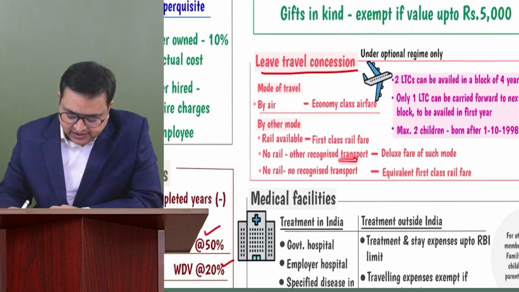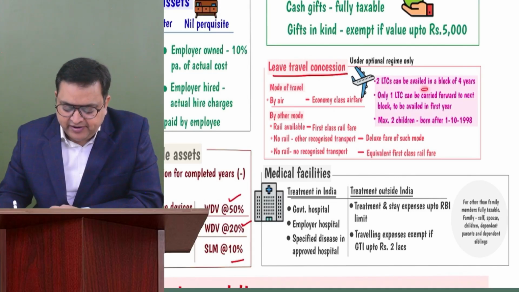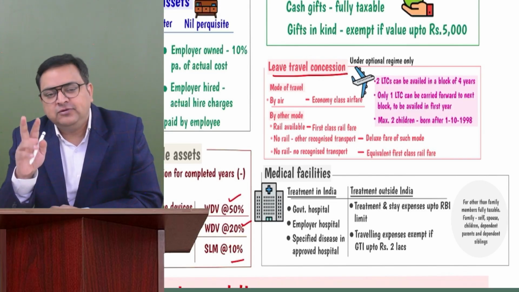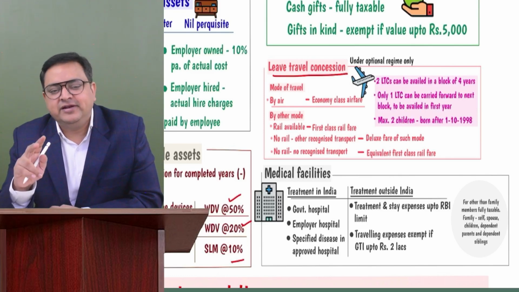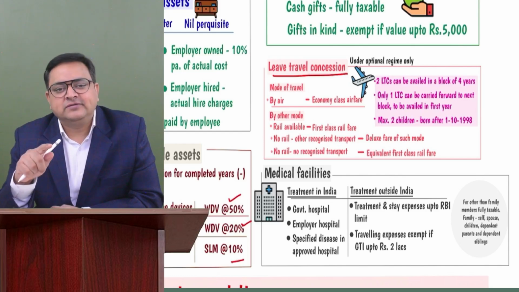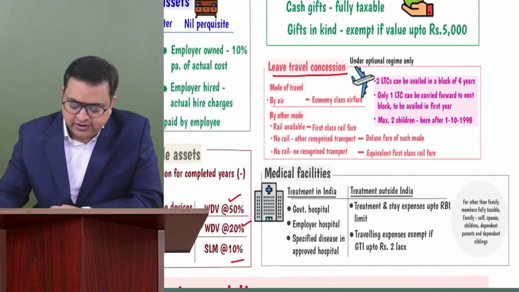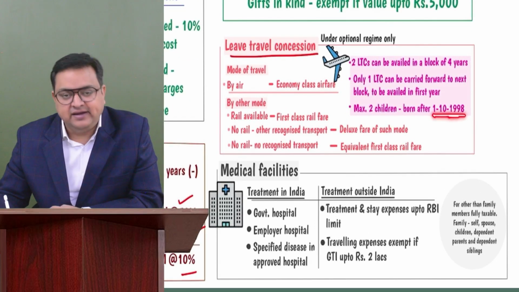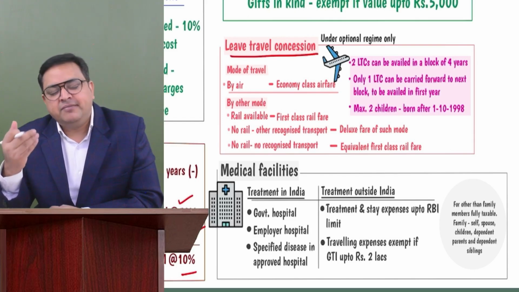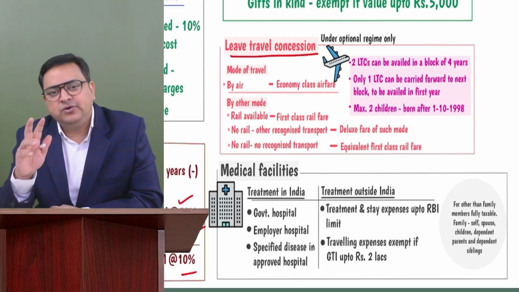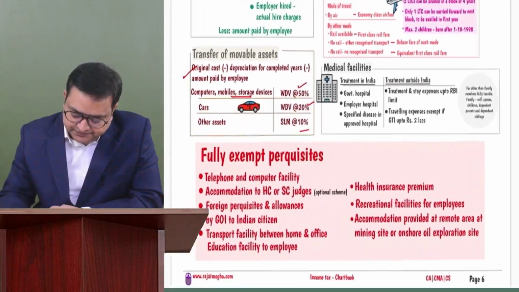So we would be exempting it, and LTC can be availed only in 2 years out of the block of 4 years. This is not that important for your examination purpose, but yes, it is available only for 2 years in a block of 4 years. Second thing is about children born after 1/10/1998. If they are born before that, then any number of children are allowed. But if they are born on or after this date, then a maximum of 2 children are allowed, right?